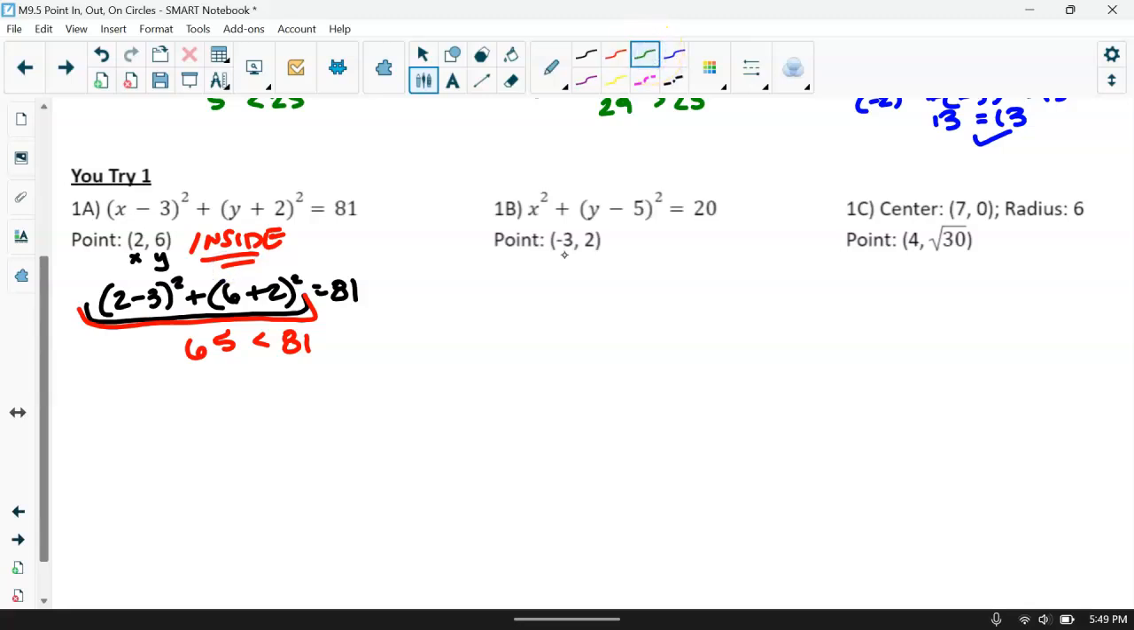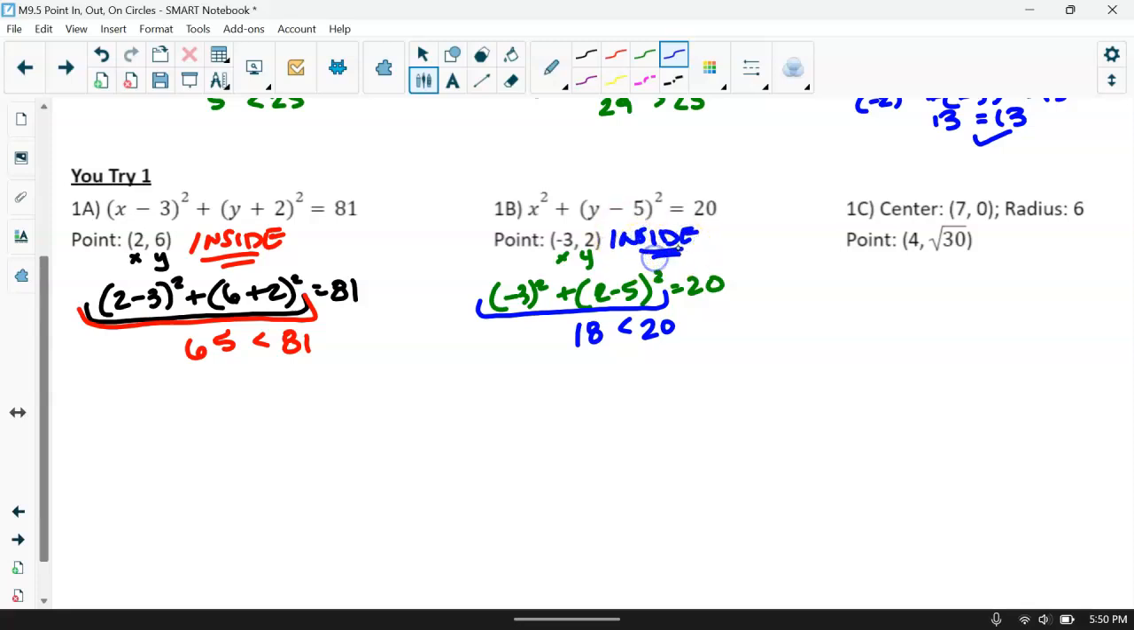So then here, this is my x, this is your y, right? So here we've got negative 3 squared, that's my x, plus (2 minus 5) squared is equal to 20. So again, when you simplify this expression here, you get 18, which is less than 20 again. So that means less than, so the point is not on the circle, it is inside of the circle.